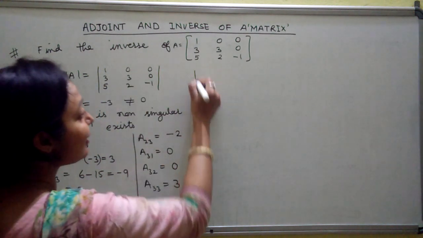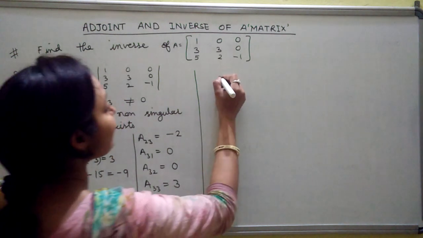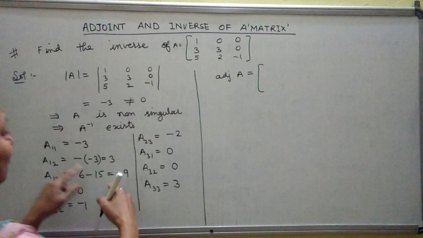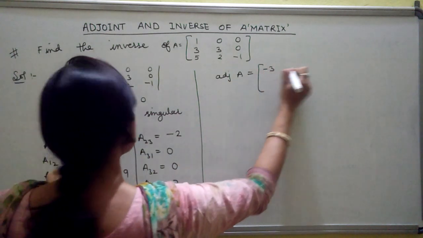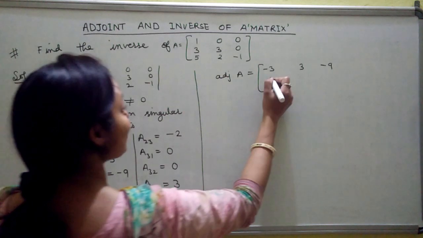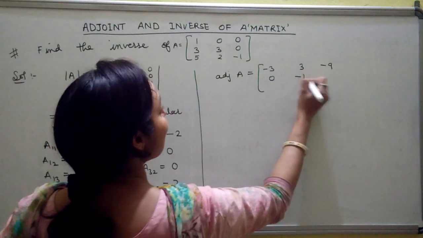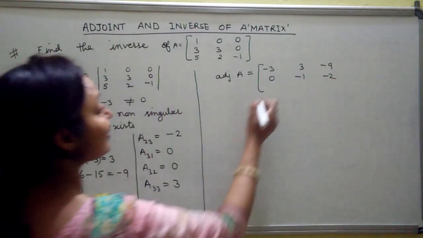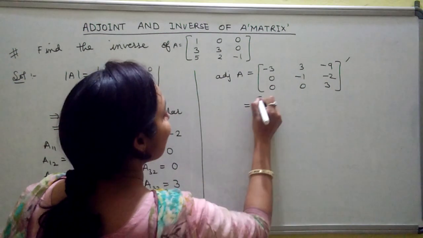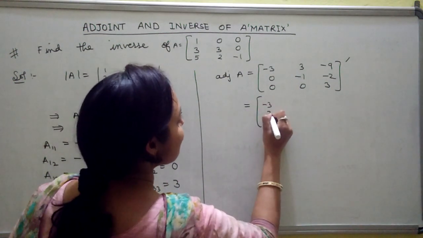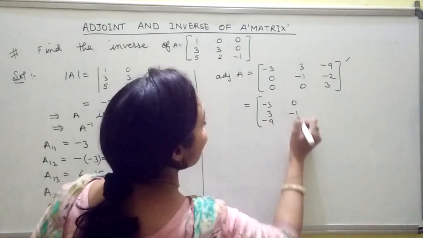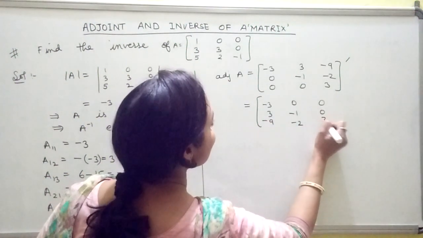Now come to the adjoint. How can we find the adjoint? Adjoint of A is equal to the matrix of cofactors: minus 3, 3, minus 9; 0, minus 1, minus 2; 0, 0, 3. Take the transpose of the matrix. When you take the transpose: minus 3, 3, minus 9; 0, minus 1, minus 2; 0, 0, 3.